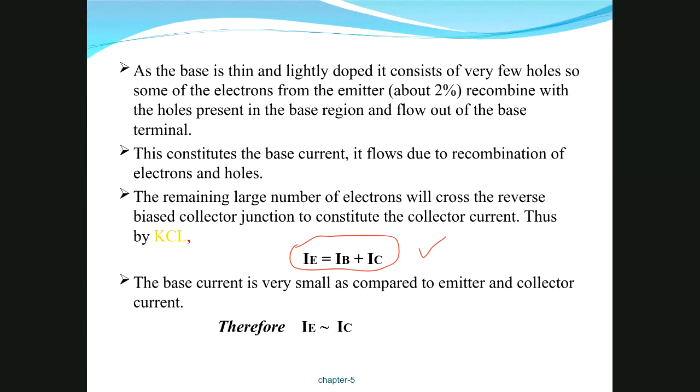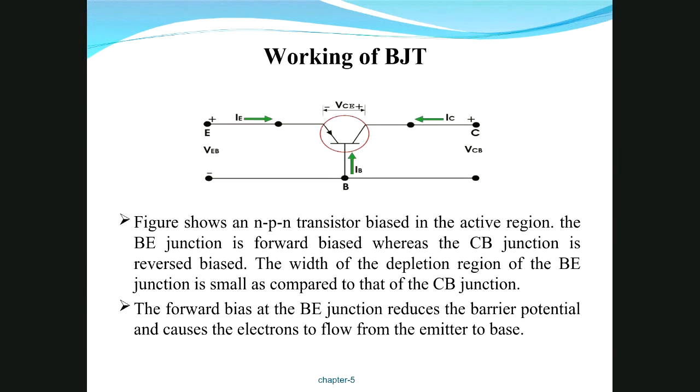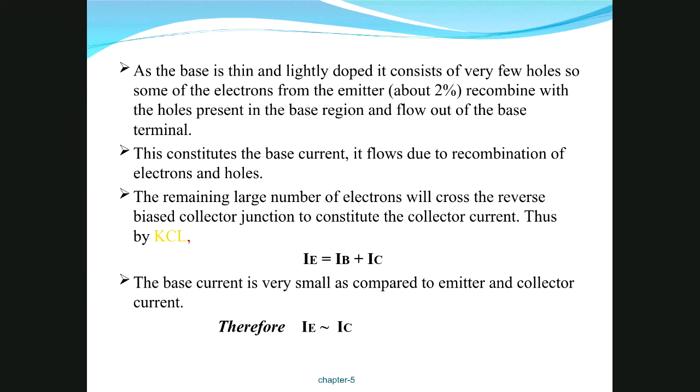It means emitter current is equal to the summation of base current and collector current. And practically, the size of this base is so small or so narrow that this current is almost zero. So if you neglect it, almost IE is equal to IC. These two are very important formulas. Make sure you remember this. What is the formula? IE equals IB plus IC. And since IB is very small, almost IE equals IC.